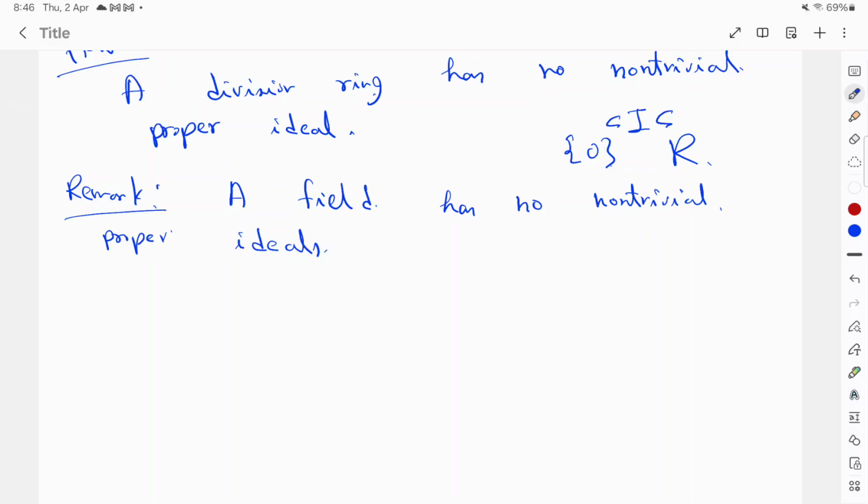Okay, next there is a definition. This type of ring where you have no non-trivial proper ideal, this type of thing is actually called a simple ring. So write the definition: simple ring.